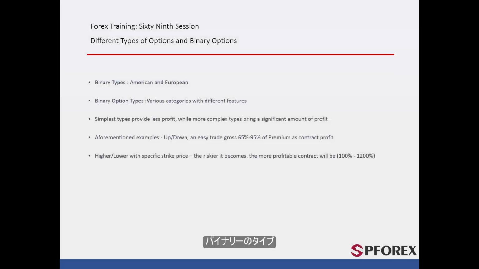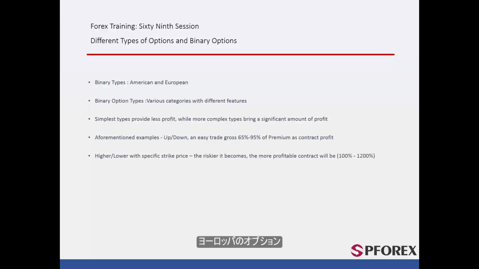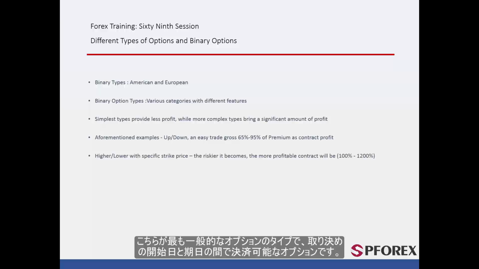Binary types. There are two types of binary option, European and American. European option: in this option, traders have to wait until the expiration time of the contract. The contract can be implemented only if the expiration time has been reached. American option: it is the most common type of option that can be implemented between the start date of the contract and the expiration time.